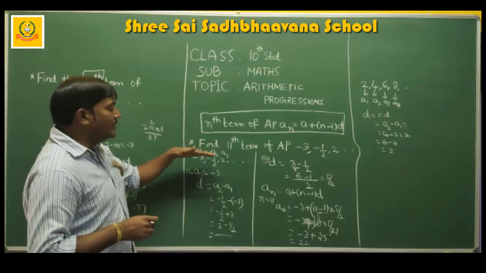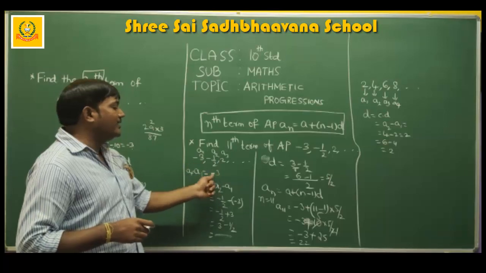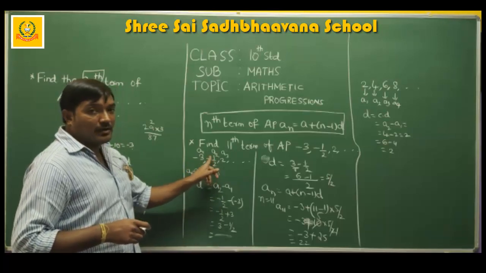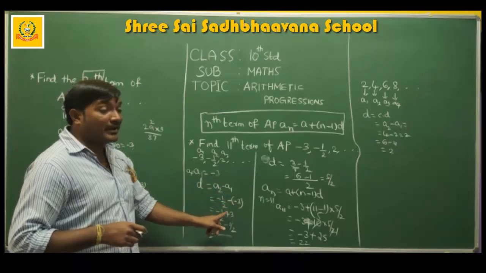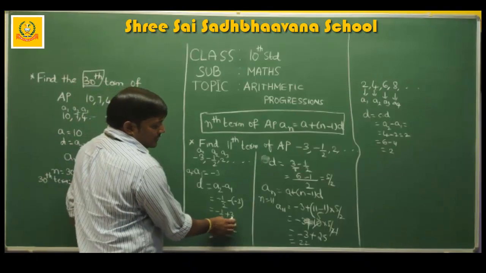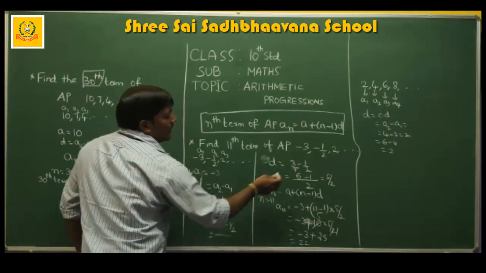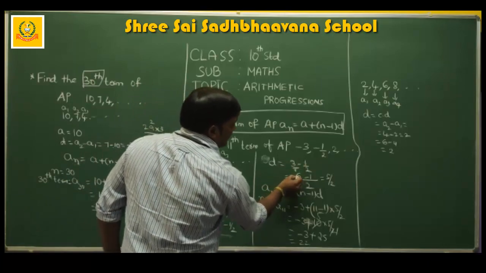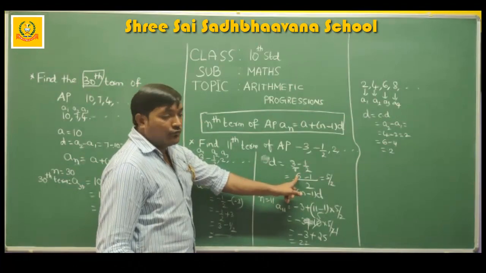Okay? Just the same way I have taken. First term I have taken as A or A1, which is minus 3. D, I just took the common difference of these two terms. Minus 1 by 2 minus of minus 3, which is minus 1 by 2 plus 3, which will give you 3 minus 1 by 2. So take 1 comma 2, LCM is 2 and cross multiply: 2 into 3, 6 minus 1 into 1, 6 minus 1, which will give you 5 by 2.